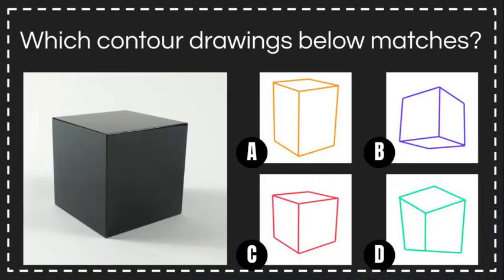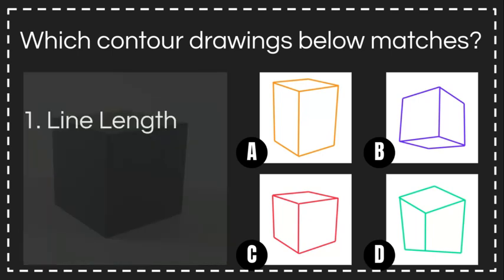So here's my first little exercise I want to do with all of you, and it deals with these contour line drawings of a cube. I have my reference image on the far left, the nice big cube. What I want you to help me identify is not only which contour line drawing, A, B, C, or D, matches, but also why. The why, I believe, is more important than just getting the right answer.